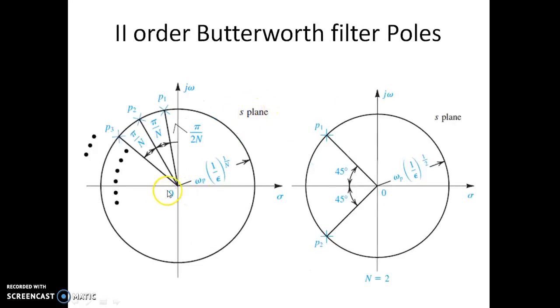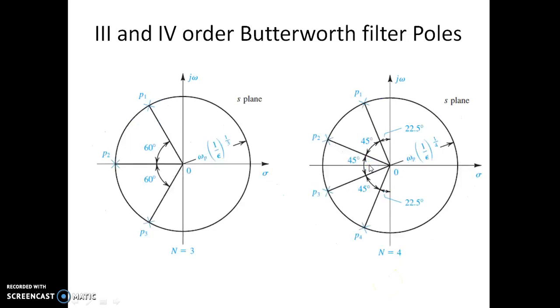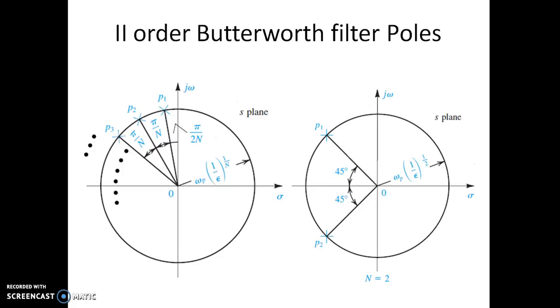So this is how it looks for n equal to 2. Since n is equal to 2, pi by 2n happens to be 45 degrees. Pi is 180, so pi by 2n is 180 degrees divided by 2n. Since n is equal to 2, we end up with pi by 4. Pi by 4 is actually 45 degrees. Now the first pole is away from the imaginary axis by 45 degrees.